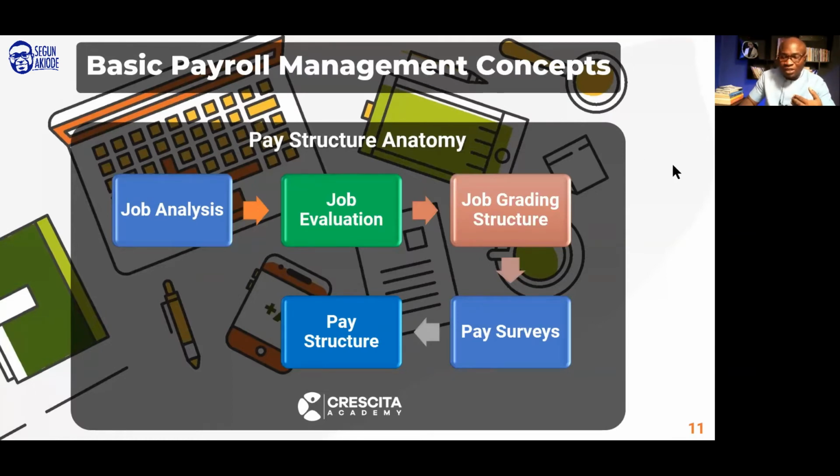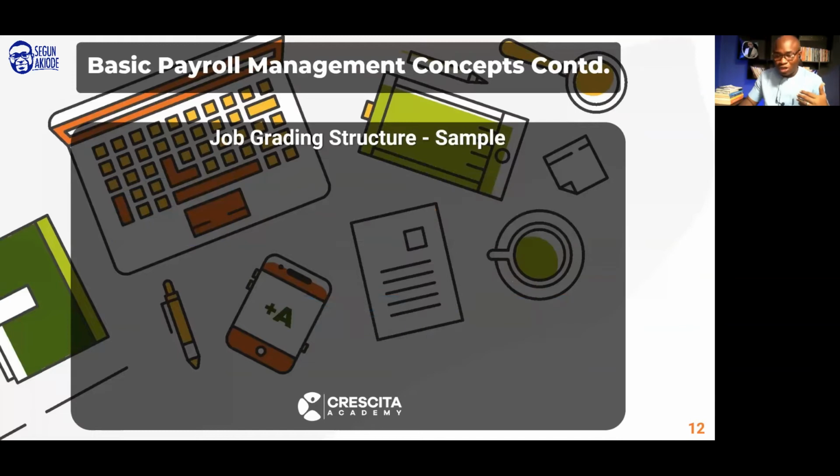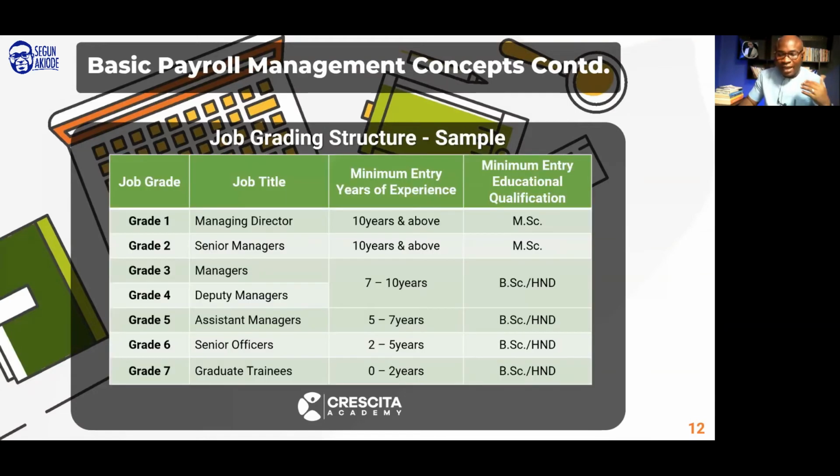Let me give you a form of illustration. I'm going to start by helping you go through a simple job grading structure. This is a typical job grading structure for an organization that starts from grade 7 to 1. For jobs that are in grade 7, the job title is there. Then you have the minimum entry years of experience. Take note of that word, minimum. Then you have the minimum educational qualification. This is a very simple job grading.